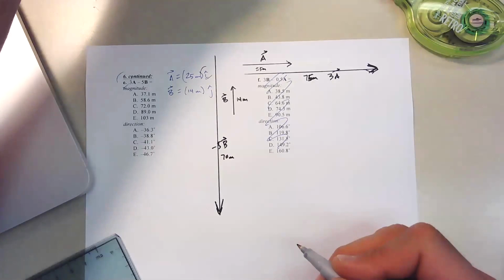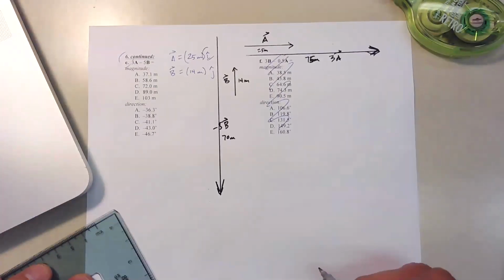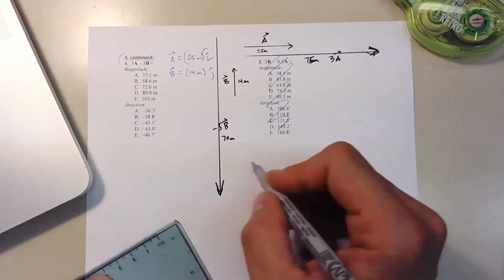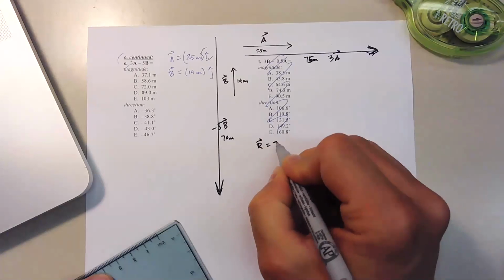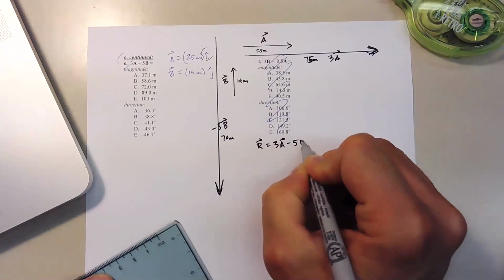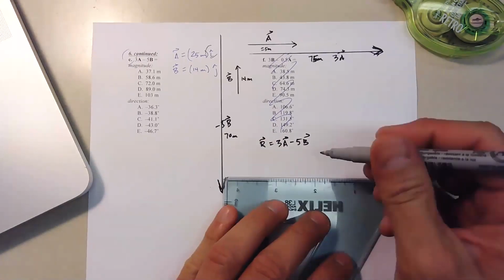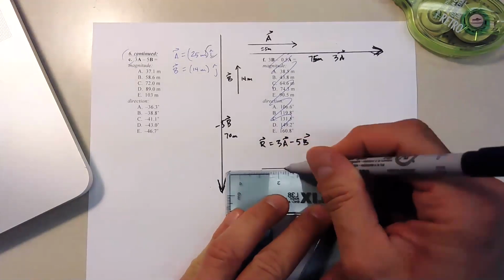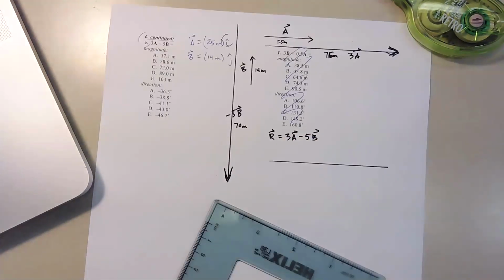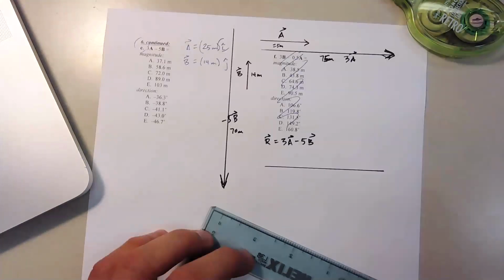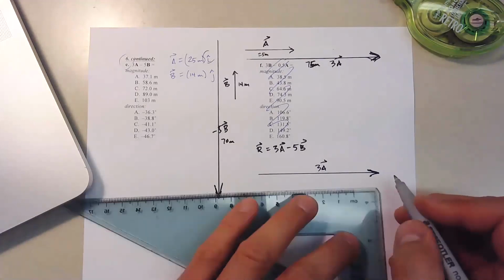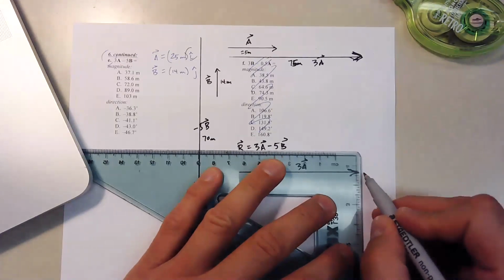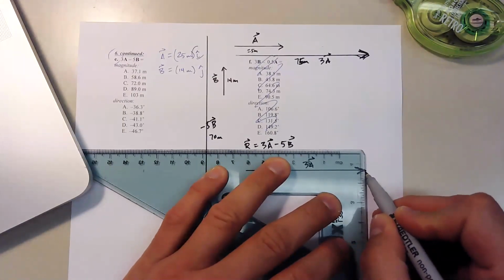Now I'm going to add those two vectors together graphically, so let's find out what the resultant looks like. The resultant is going to be equal to 3A minus 5B. Tip to tail, 3A looks like this. And then tip to tail at the end of 3A, I add negative 5B, which is going to look like that.